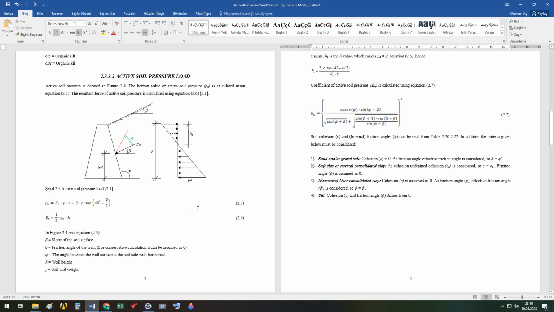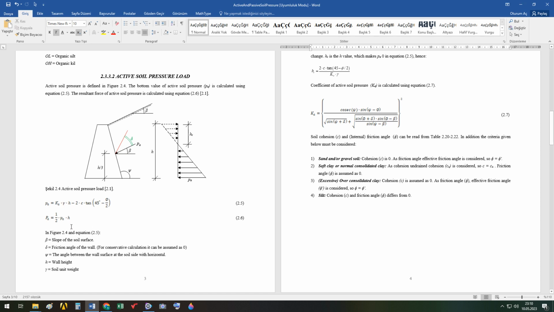So the general formulation to calculate the active soil pressure load is tried to be provided here in this document. Now here, this is the resultant force because of this soil pressure. It's oblique here, as you see. This might also be the condition.